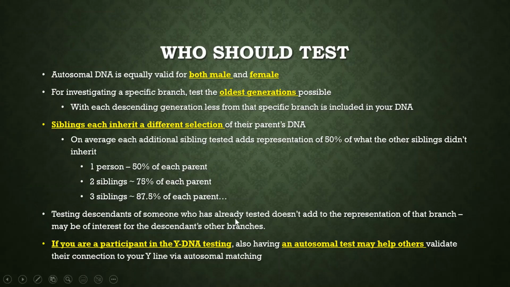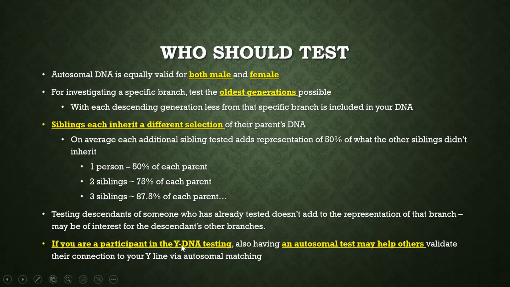If you have someone who already tested and you test one of their descendants, it doesn't add additional representation of that branch, but it may be of interest for the other branches of that descendant. So if I test one of my children, it wouldn't have any effect on representation of my DNA, but it might provide a representation of my spouse's DNA, for example.